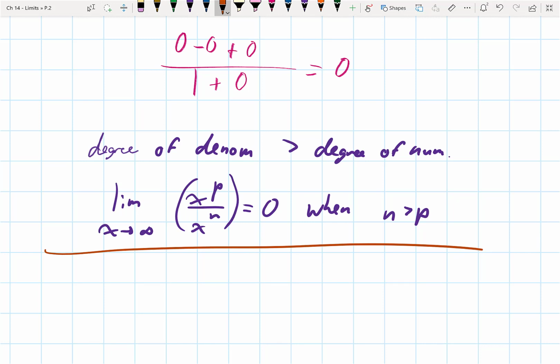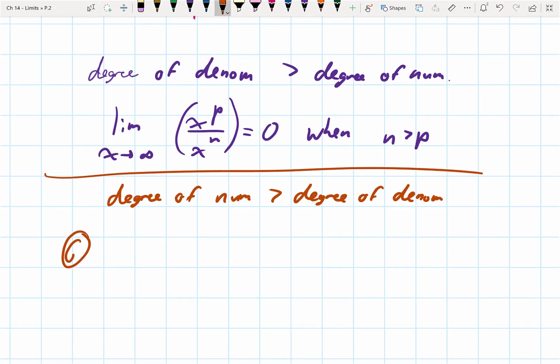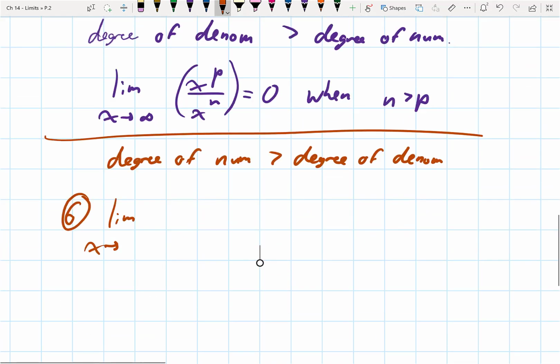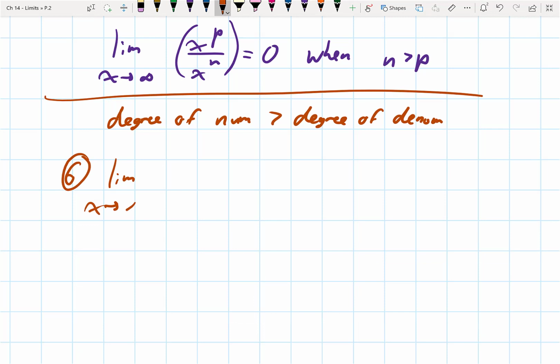Ready to flip that around? Okay. We're now going to look at what happens when the degree of the numerator is greater than the degree of the denominator. So we basically said anytime the degree of the denominator is greater than the degree of the numerator, the limit as x approaches infinity or negative infinity is going to be 0. When the degree of the numerator is greater than the degree of the denominator, we need to actually evaluate this now. Limit as x approaches infinity of x squared over x plus 1.